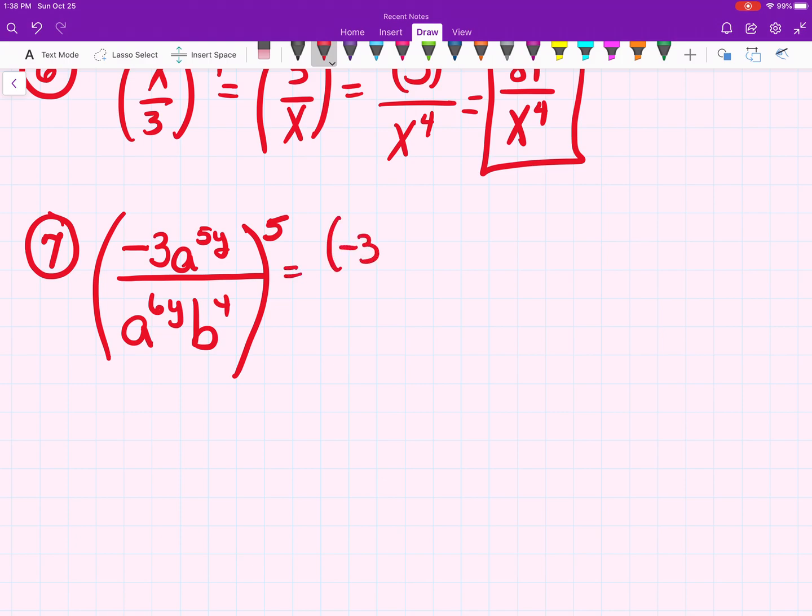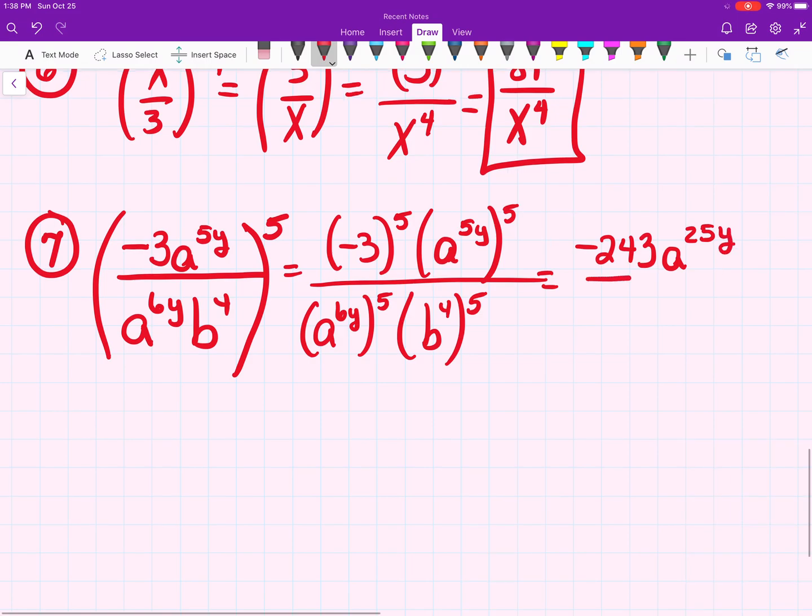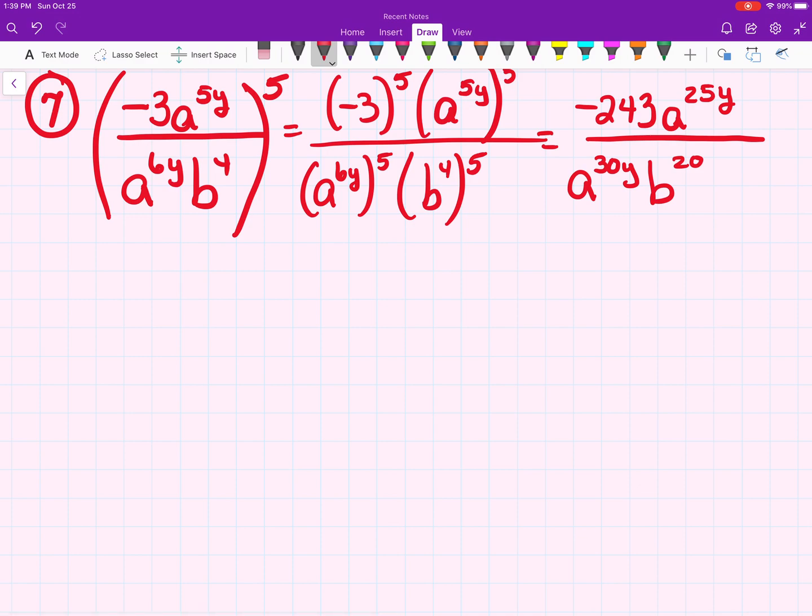So negative 3 raised to the 5th power, a to the 5y to the 5th power, all over a to the 6y to the 5th power, and b to the 4th to the 5th power. So if I were to do this, negative 3 to the 5th is negative 243. Then we have a to the 25y, because power to a power we multiply exponents. And then in the denominator we have a to the 30y, b to the 20th.